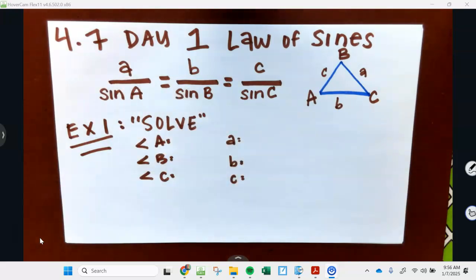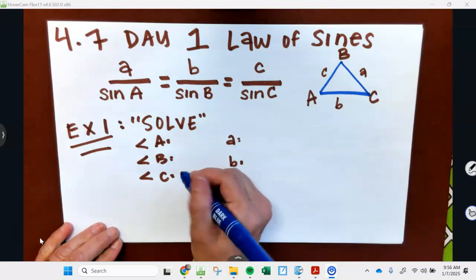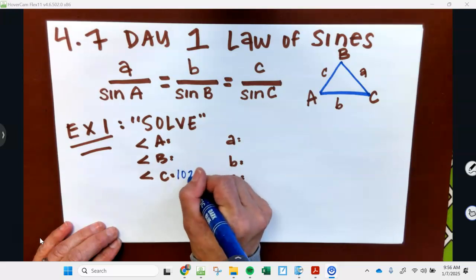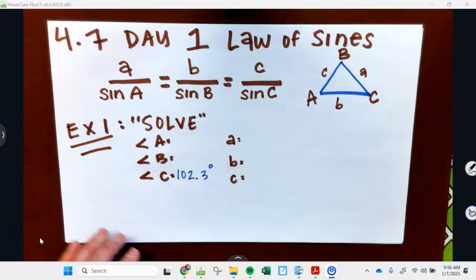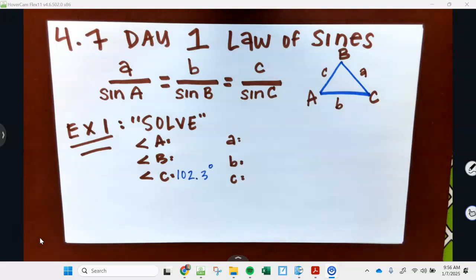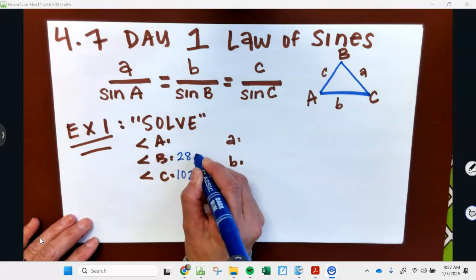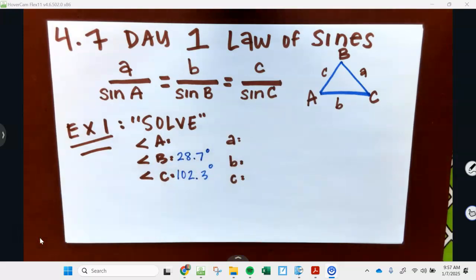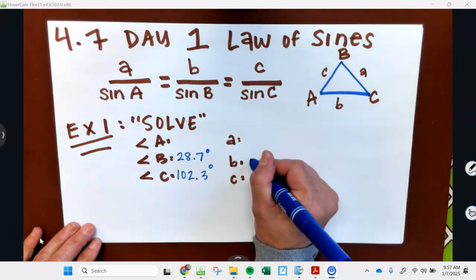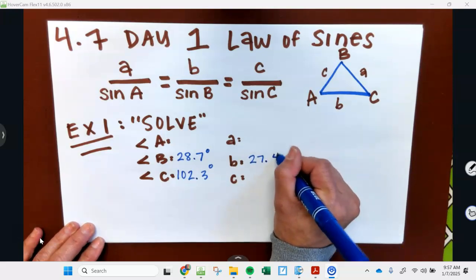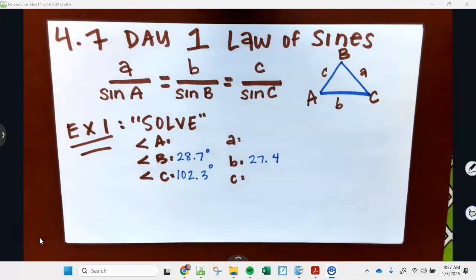So let me give you the information. Here's what's given. Angle C is given. That's 102.3 degrees. And the other angle that's given is angle B, and that's 28.7 degrees. And then you have to be given a leg measure. And the leg measure that's given is 27.4. All right, let's solve the triangle.